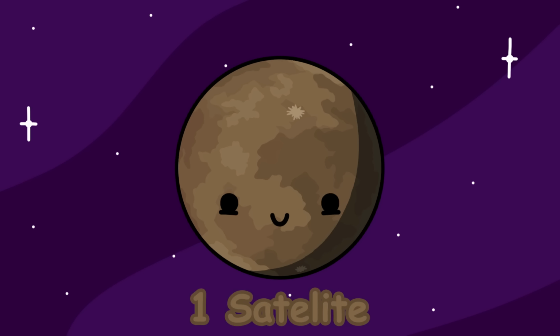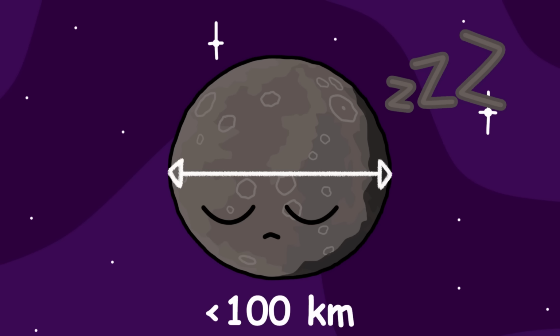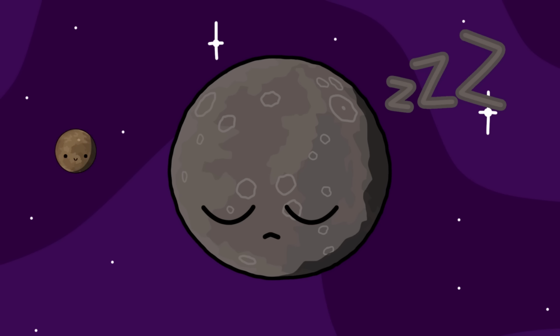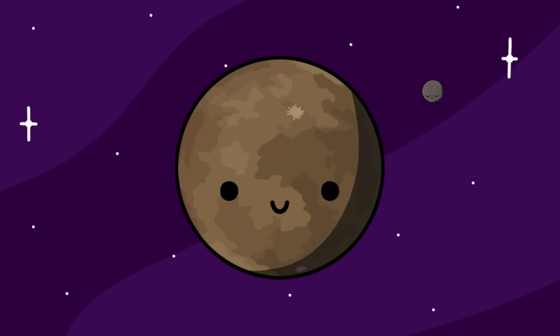Gonggong has one satellite. Its name is Xiangliu. Xiangliu is estimated to be less than 100 kilometers in diameter. It orbits at a distance of 24,000 kilometers away from Gonggong. Xiangliu is quite strange. It and Gonggong have one of the greatest color differences among all known binary trans-Neptunian objects.